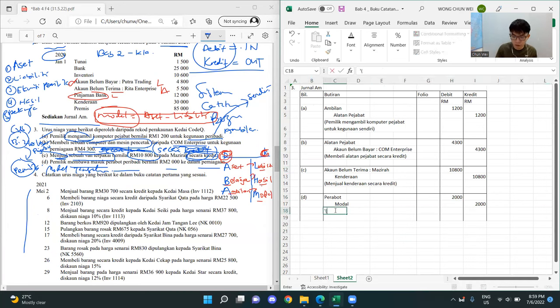So here, pemilik membawa masuk perabot peribadi untuk ke dalam perniagaan.